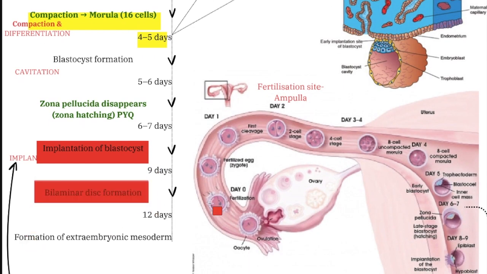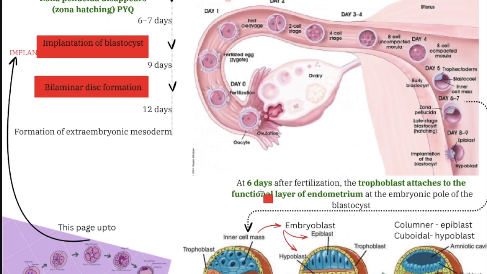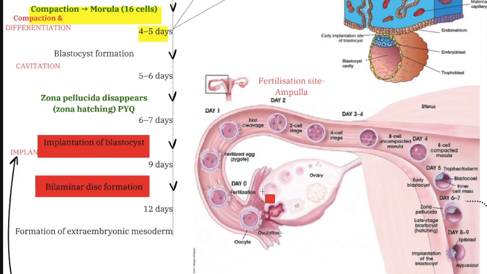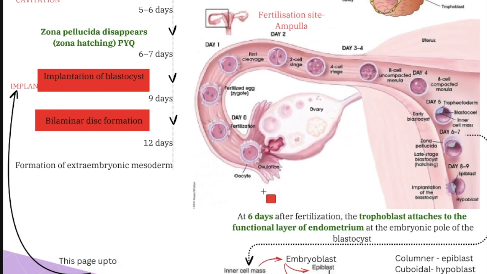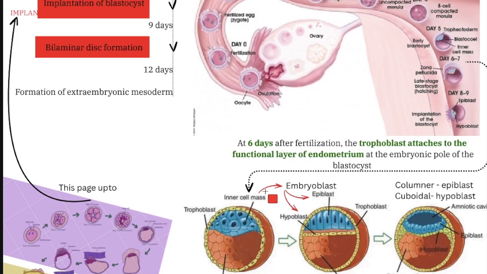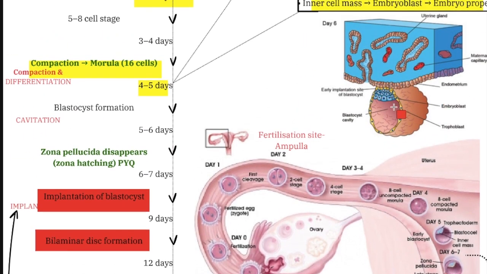Let's look closer at the second week. On day 8, both the trophoblast and embryoblast differentiate. The trophoblast splits into an inner cytotrophoblast and an outer syncytiotrophoblast. The embryoblast forms two layers, the epiblast and the hypoblast. These two layers together are known as the bilaminar embryonic disc.